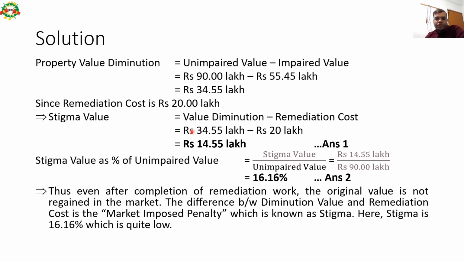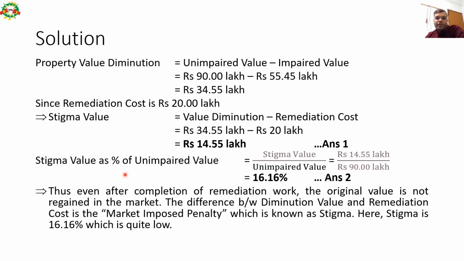Use effect, the question is silent, so we'll assume nil here. And the third is risk effect, which is stigma value. So if we reduce this remediation cost, or cost effect, from the total value in diminution, we get the balance amount, which is equal to stigma value. Since the question is silent on use effect, we'll assume zero use effect in this question. So that means stigma value is equal to 14.55 lakh. This is answer number 1.